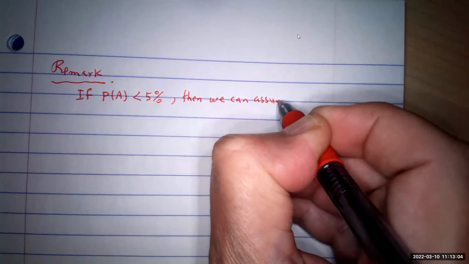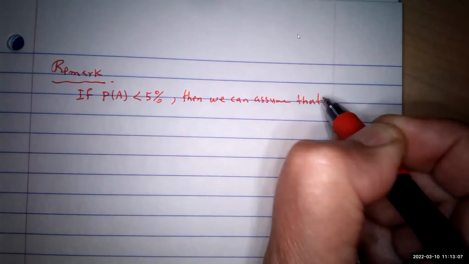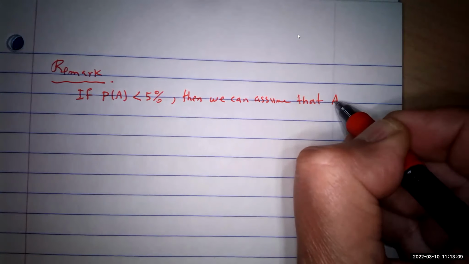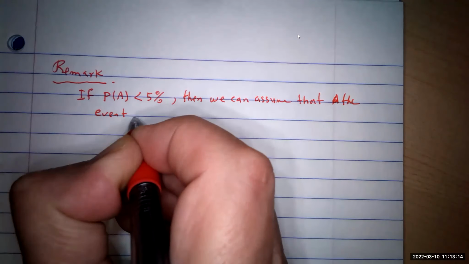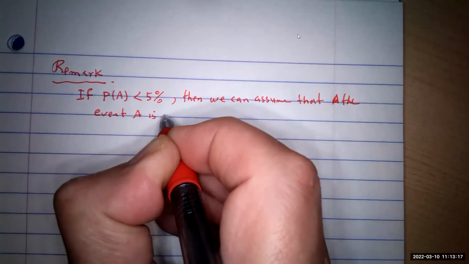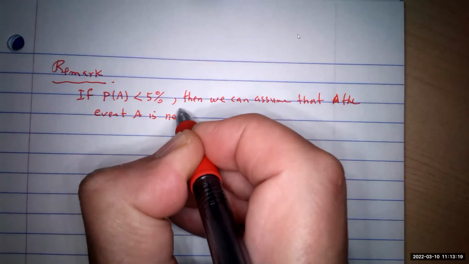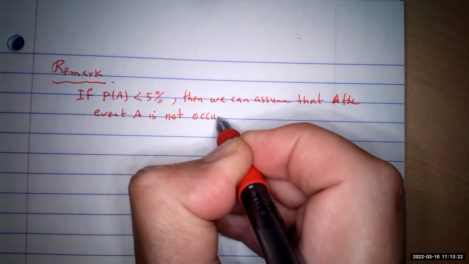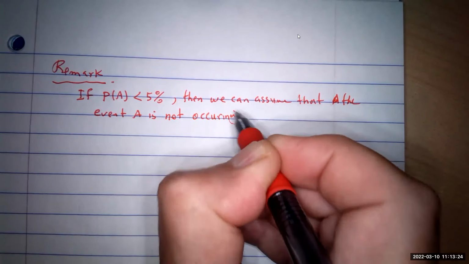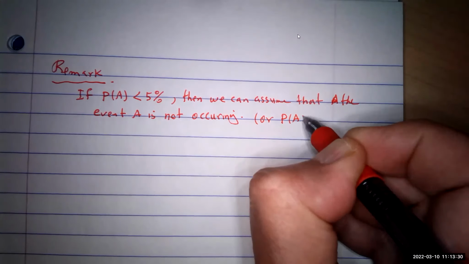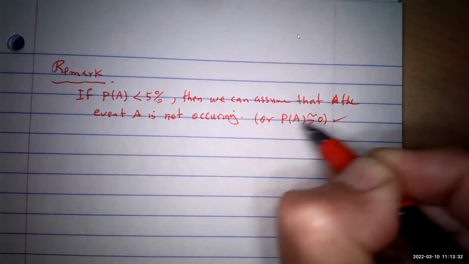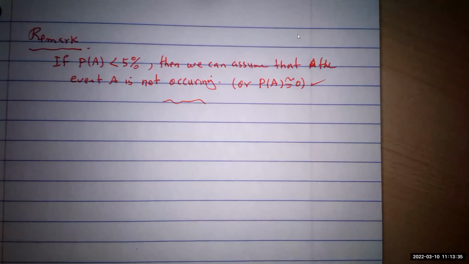that the event A is not occurring, or we can say that P of A is almost 0. Okay, we go with the 5%. This 5% is going to be called the significant level.